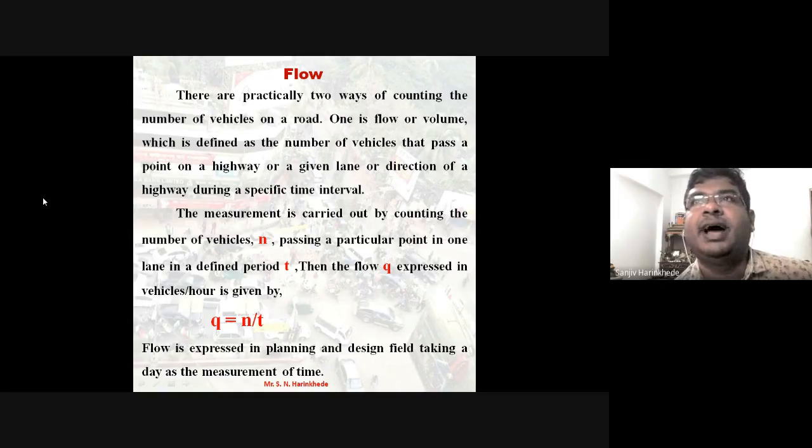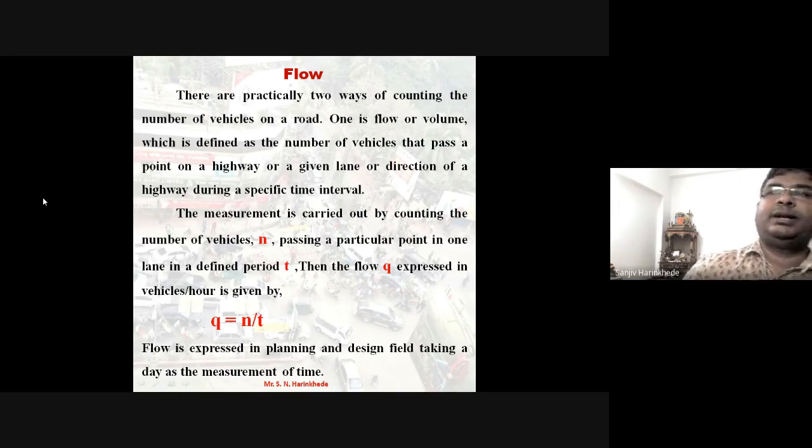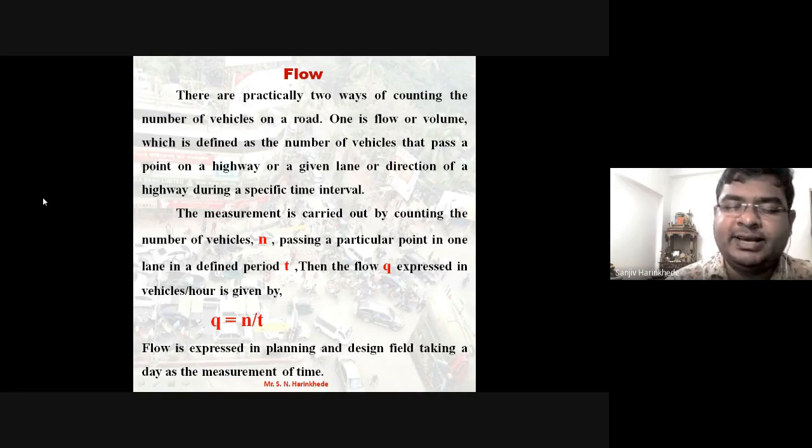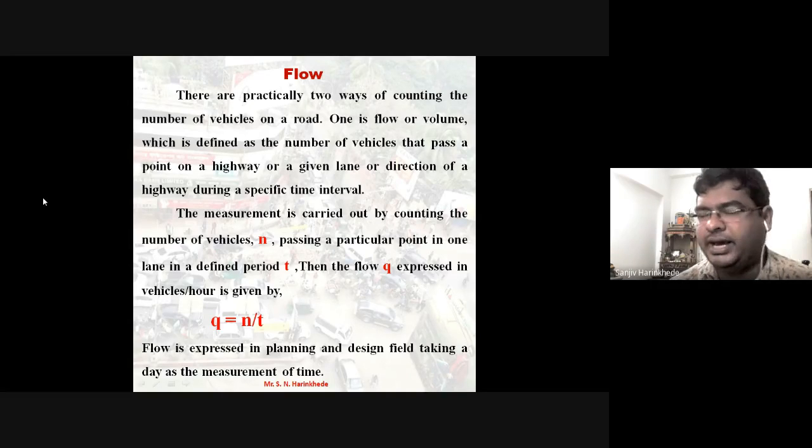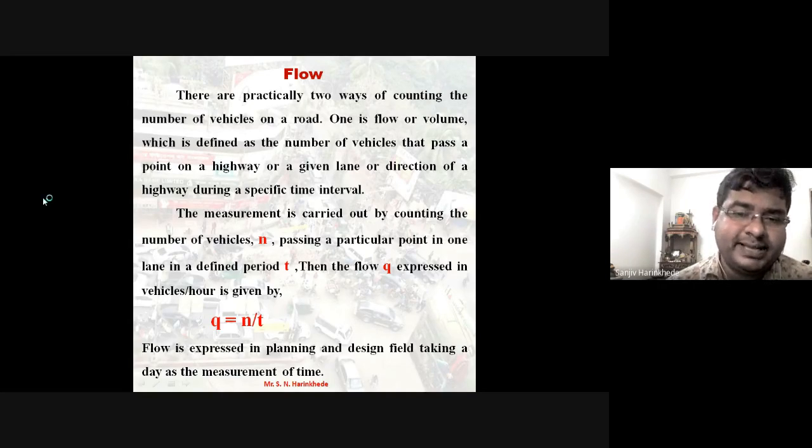In the last lecture, I think we discussed the volume. At a particular intersection, how many vehicles are moving together, that count is known as volume. Traffic volume is calculated per hour or per day or per month, per year. The measurement is carried out by counting the number of vehicles, denoted by small n, passing a particular point in one lane in a defined period. That time period is t.